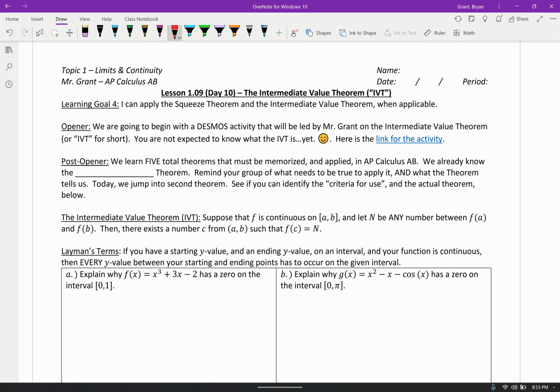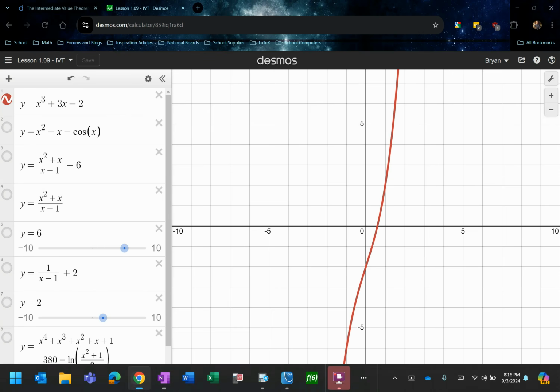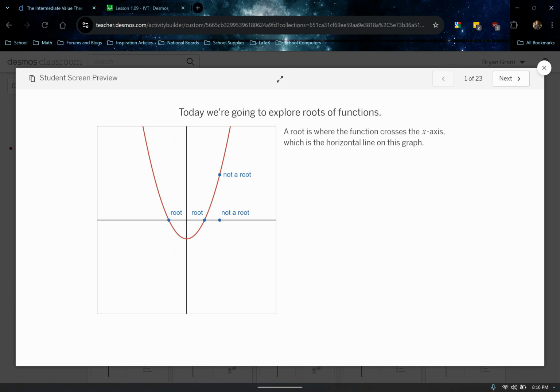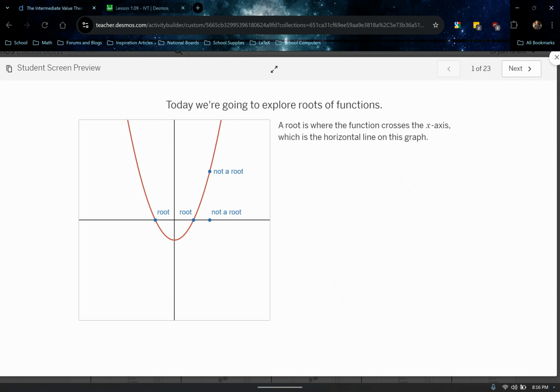And it goes straight towards learning goal number 4, which is applying the squeeze theorem and the intermediate value theorem. We're going to start with actually a quick Desmos activity. And you're not actually expected to know what the intermediate value theorem is yet, but this activity is kind of cool because you're going to discover what the intermediate value theorem is. So even though I'm not there today, I'm going to expect you guys to be able to figure out, or maybe even to yell out or shout out with enthusiasm the answers to each of these.